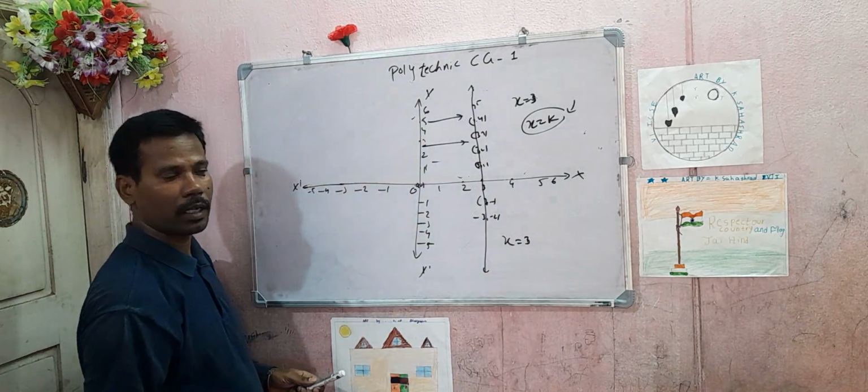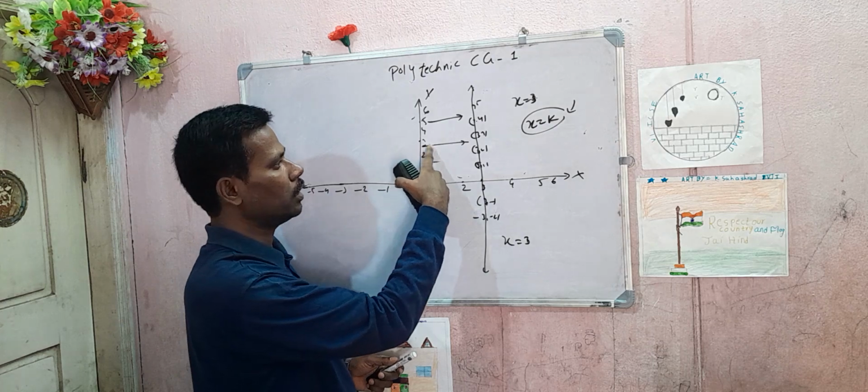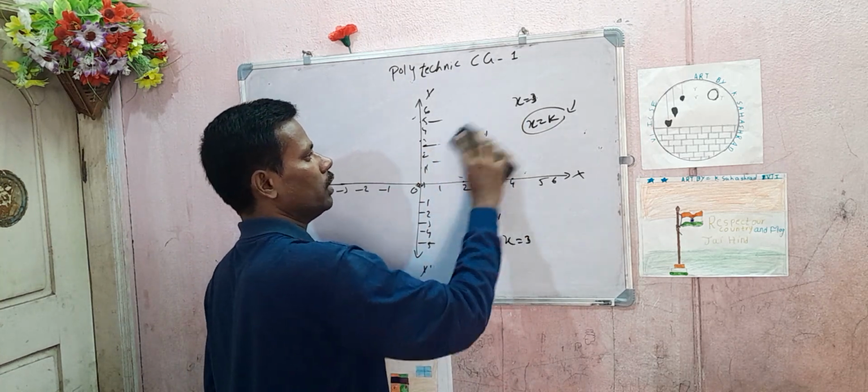This is one more pattern. So x is equal to k is a straight line parallel to y axis and it is at a distance of k units from y axis. Very important.